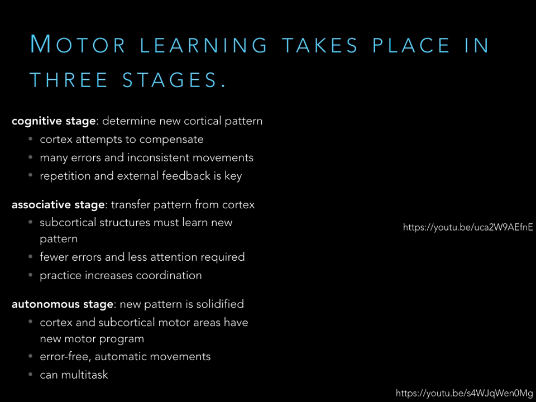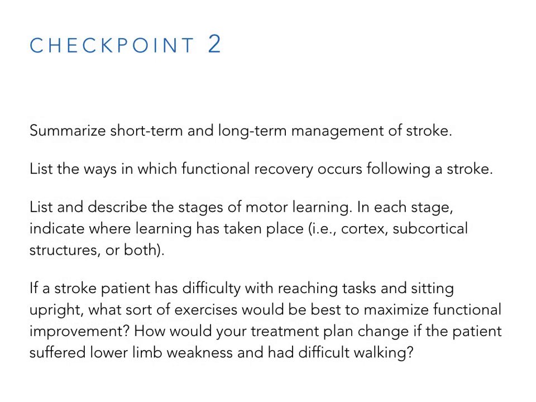So as you acquire a skill, it begins in the cortex. When we create that pattern, we transfer it to subcortical structures, and when it's solidified in both locations, then we've reached the autonomous stage. That is undoubtedly a vast oversimplification, but it's pretty useful. Okay, again, you might want to pause the video here and make sure you can say something semi-intelligent about all of these points.